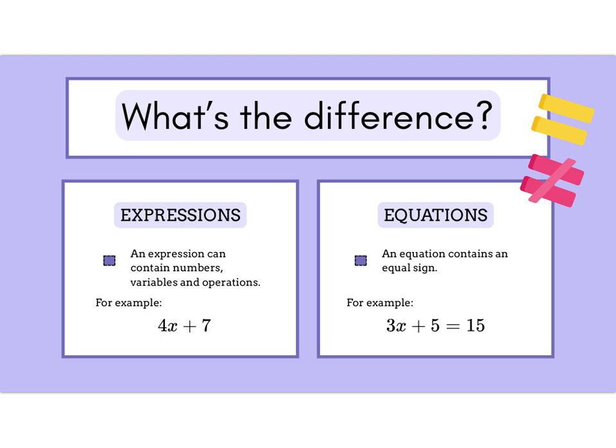And then an equation contains an equal sign. If you see here, this 3x plus 5 alone is just an expression by itself. And then the 15 alone is just an expression by itself. But when I take two expressions and I set them equal to each other, then that will create an equation.